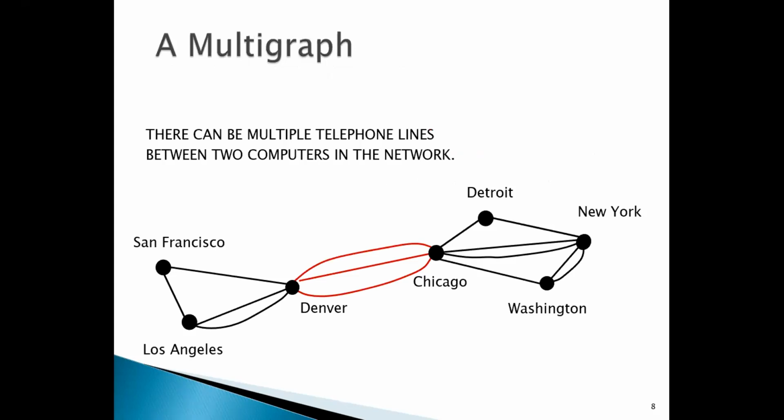See, this is an example of a multi-graph. Between Los Angeles and Denver, there are two possible routes, 1 and 2. Between Denver and Chicago, there are 3 routes. Chicago to New York, there are 2. Washington to New York, 2 routes. So multiple edges are connected between the two vertices or two nodes. That's why this type of graph is called a multi-graph.